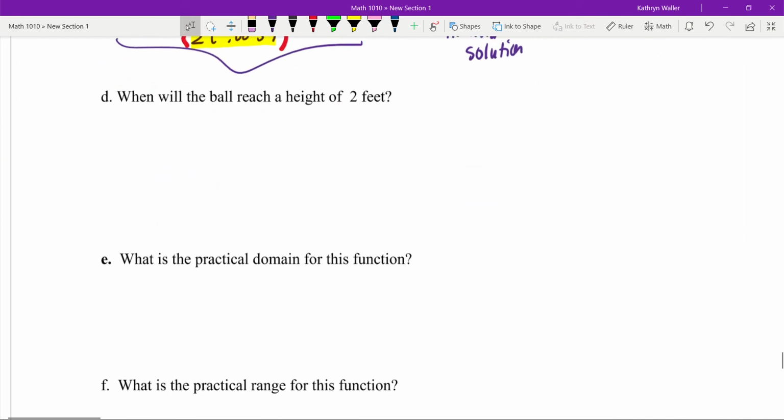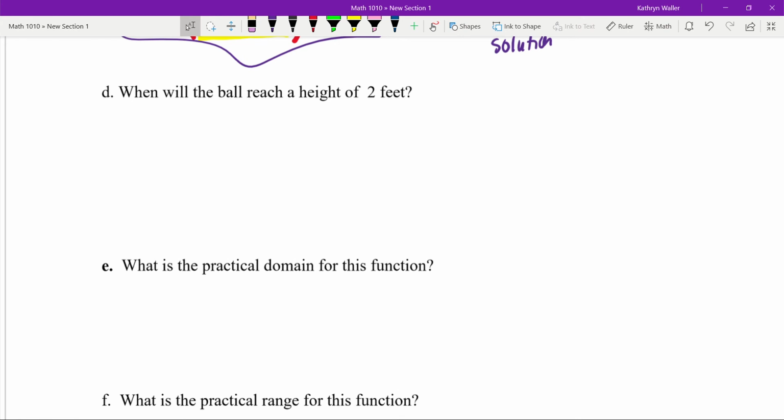When will the ball reach a height of 2? Say it again. But y is 2. Your y is the height. They want to know when the height is 2, and you are exactly right. Okay? Right. So, everybody write this down. -0.005 x to the second plus x plus 3 equals 2.